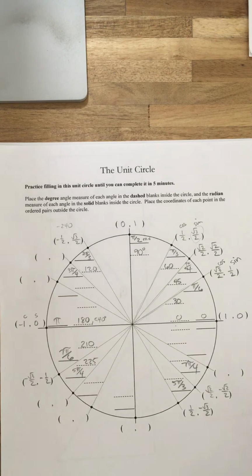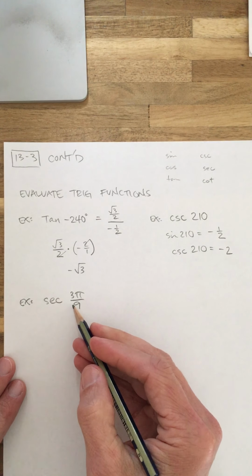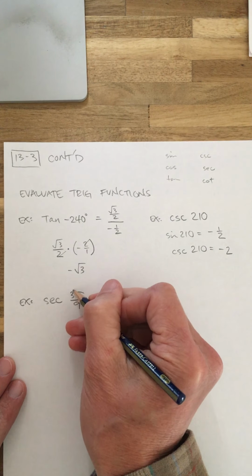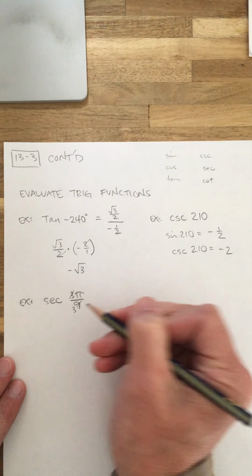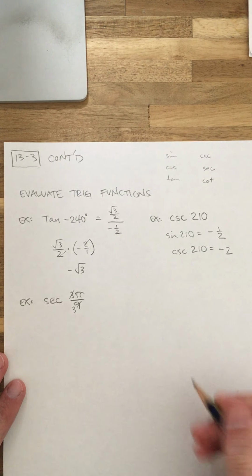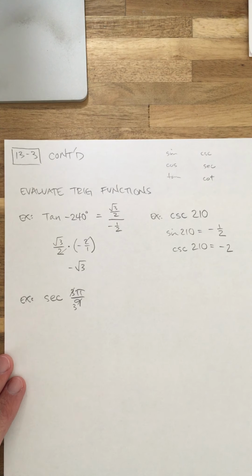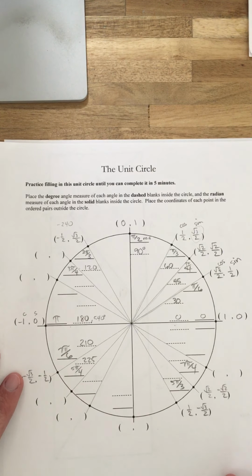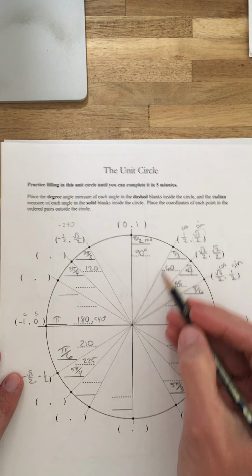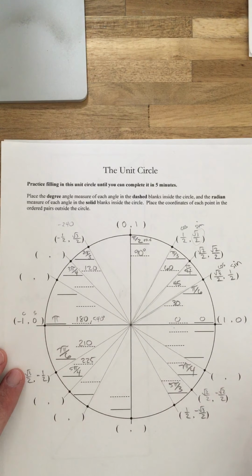So if you look on your unit circle, I don't see 3 pi over 9 anywhere. So what that might mean is that we need to reduce this. Can't we reduce this into 1 pi over 3? Okay, so now we're looking for the secant of pi over 3. All right, so here we go, find pi over 3. That's right here, okay? So I need the secant of pi over 3.